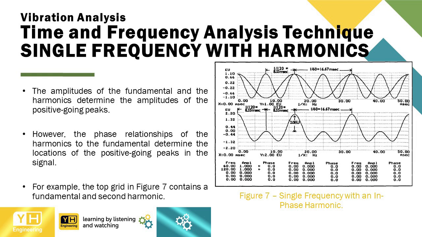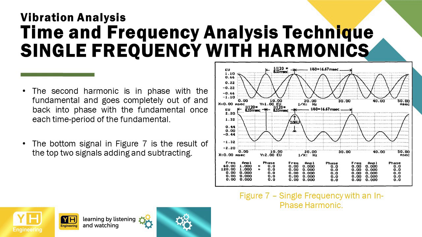The amplitudes of the fundamental and the harmonics determine the amplitudes of the positive going peaks. However, the phase relationships of the harmonics to the fundamental determine the locations of the positive going peaks in the signal. For example, the top grid in figure 7 contains a fundamental and second harmonic. The second harmonic is in phase with the fundamental and goes completely out of and back into phase with the fundamental once each time period of the fundamental.